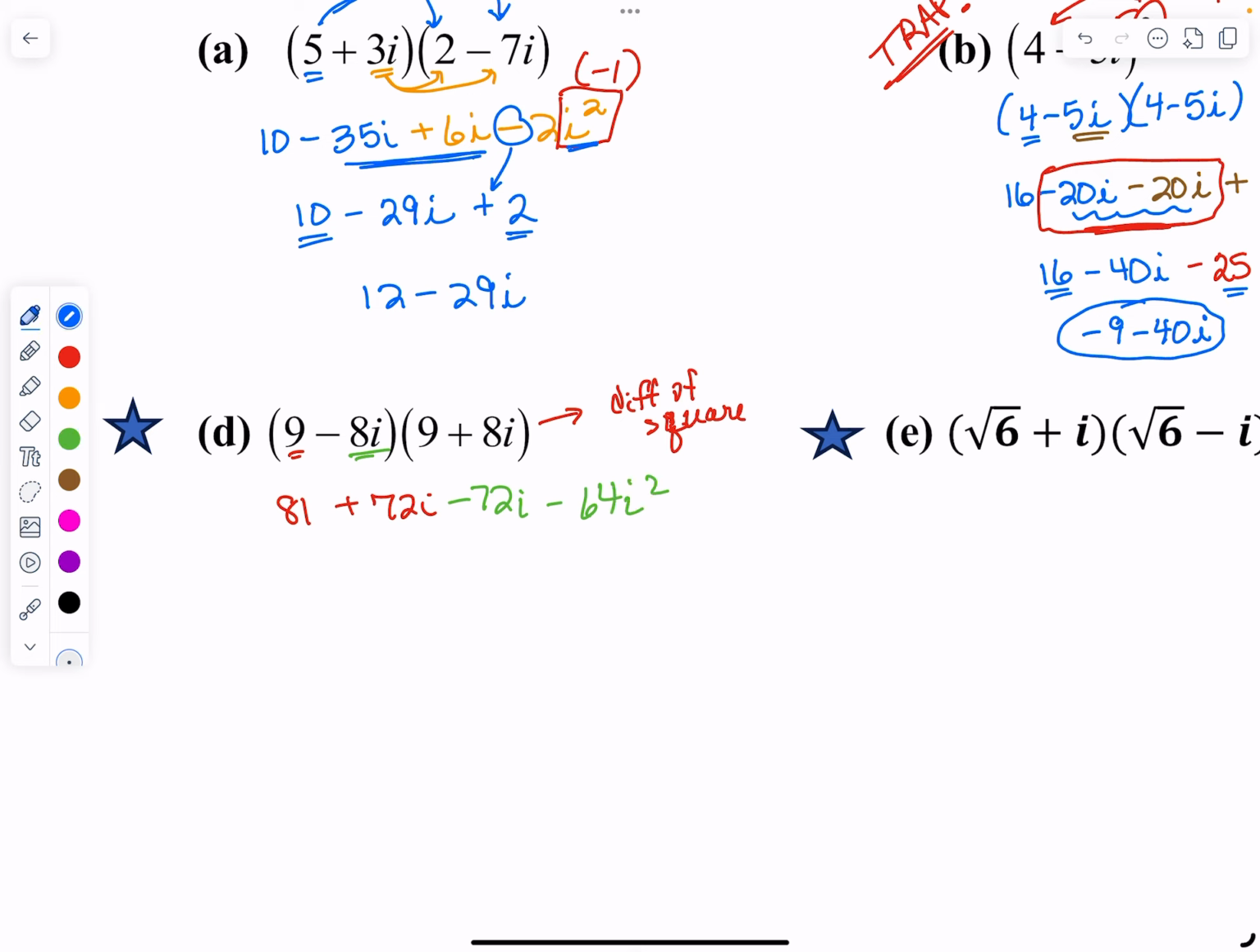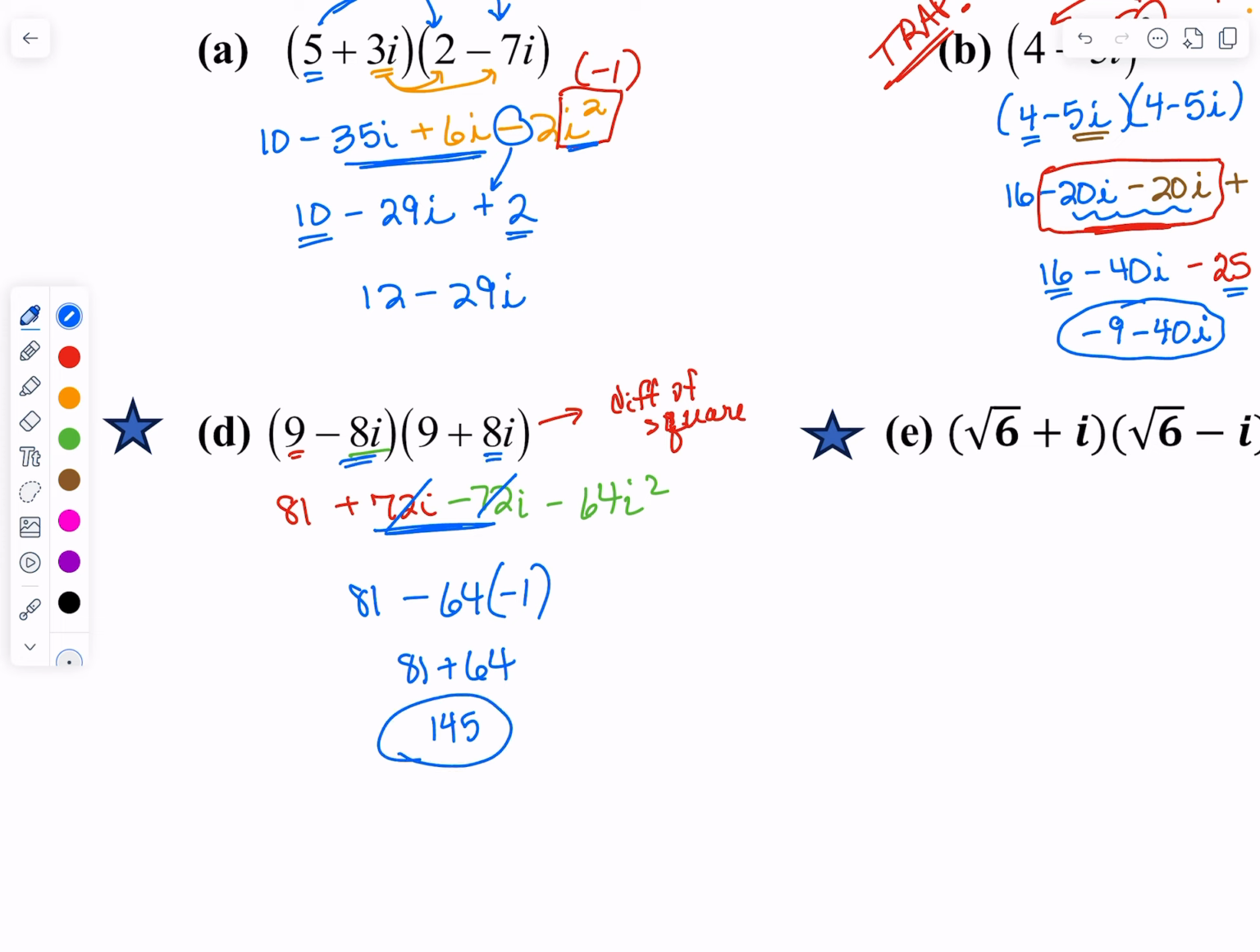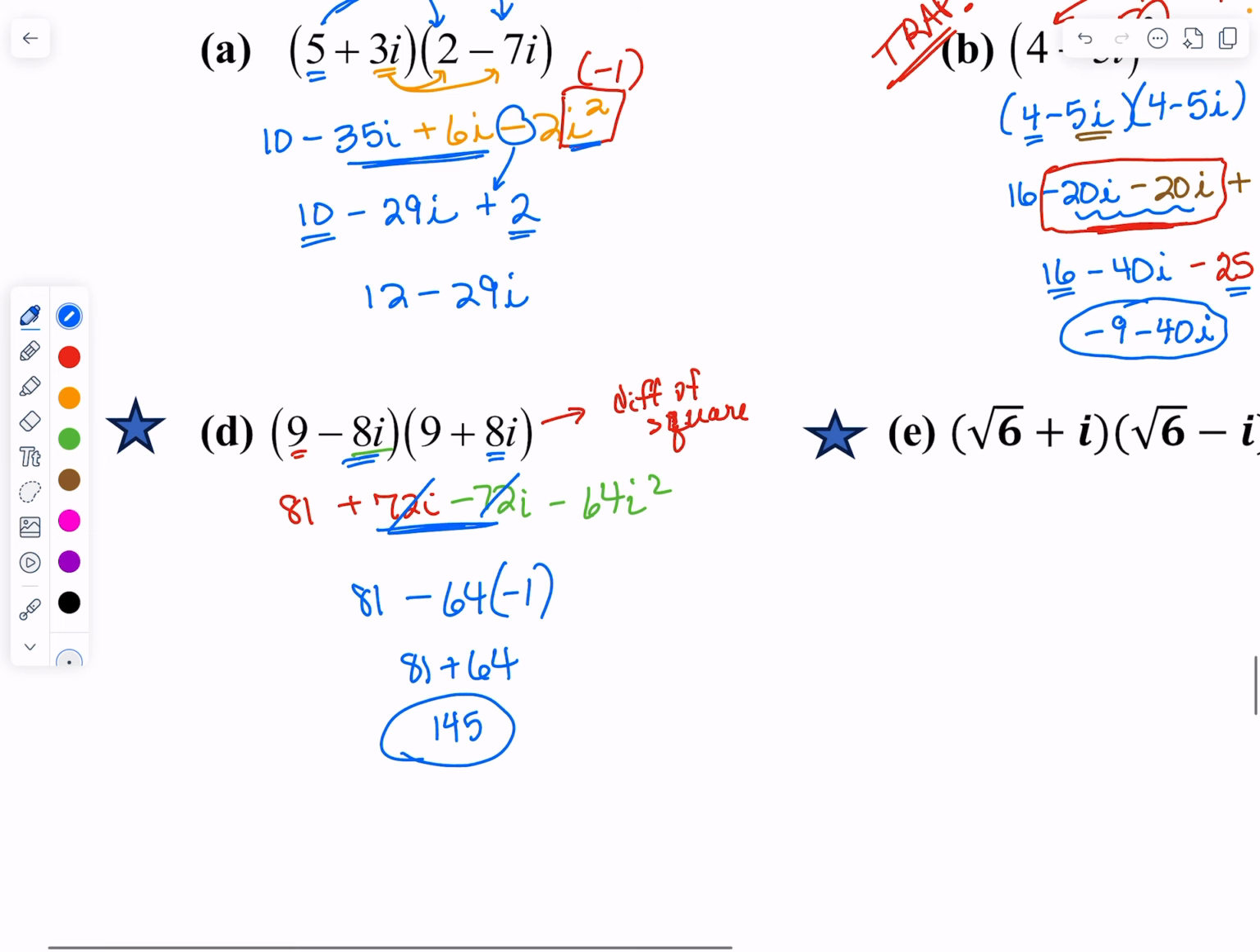So if you notice, these guys are going to cancel themselves out. So I'm going to wind up with 81 minus a 64i squared. Now i squared is just -1. So that's 81 plus 64. That's just 145. Now notice something really cool. We started with i's and we ended with a regular real number. So these terms are special.